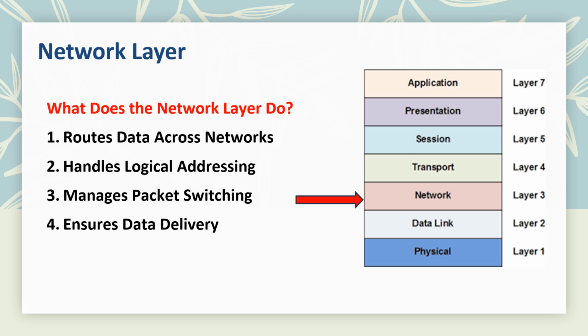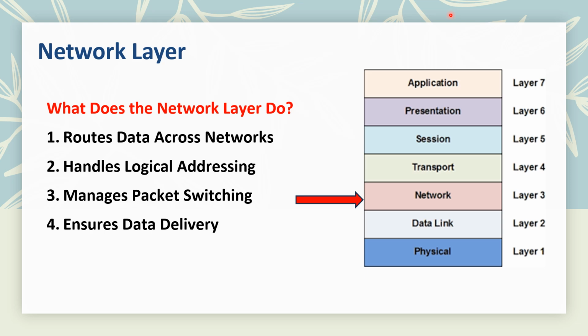The network layer is responsible for moving data from one network to another. It acts as a navigator, directing data to its destination even if it has traveled across multiple networks. What does the network layer do? It detects the best path to travel from source to destination. This is especially important when data needs to pass through several networks.